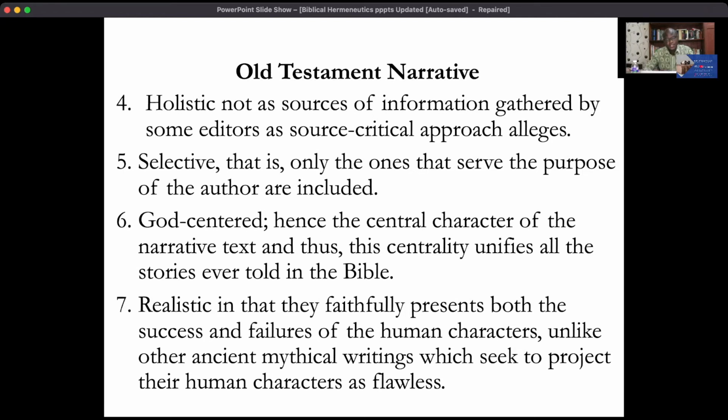The stories are realistic in that they are faithfully presented, and they don't present only the good side and leave out the bad side. Both are there. So you see the heroism of some of the characters, and you see the flaws of some good characters that we love, and that should tell you that God is not ready to hide anything. He presents things as they happened.